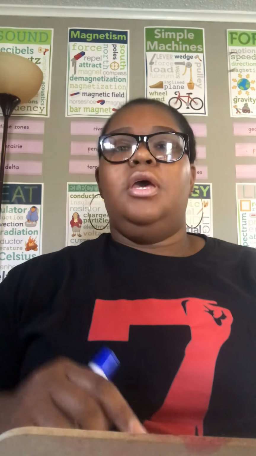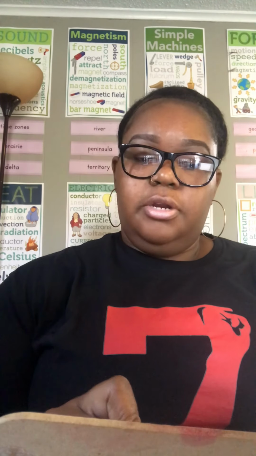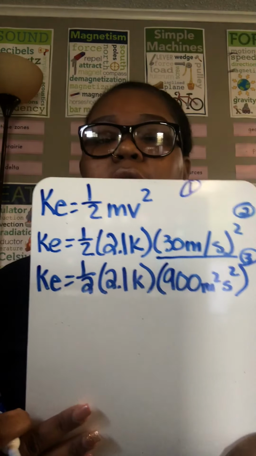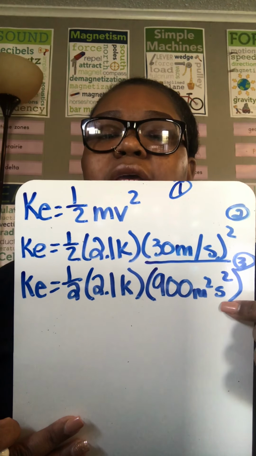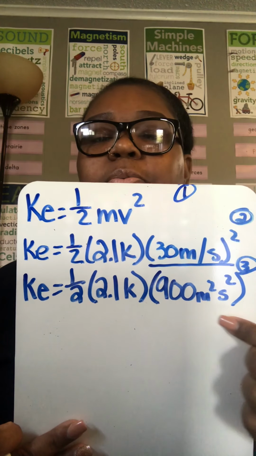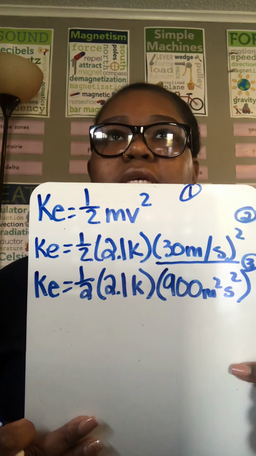Remember that when you square something, you are not simply multiplying it by 2. You are multiplying it by itself. So we are going to be multiplying 30 times 30. 30 times 30 gives us a total of 900 meters squared per second squared. And that is step number 3. The meters and seconds are squared because we have to square everything in the parentheses, not just the number. We have to do it to the entire parentheses.